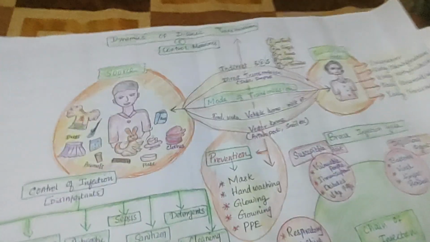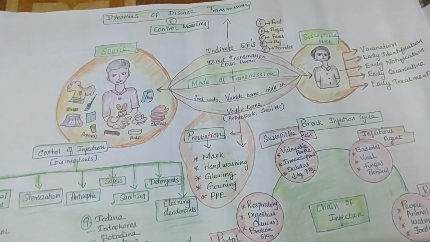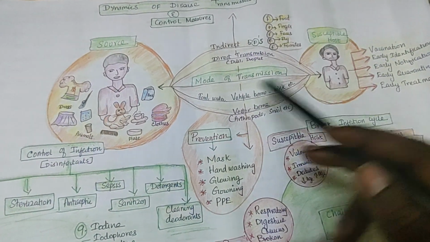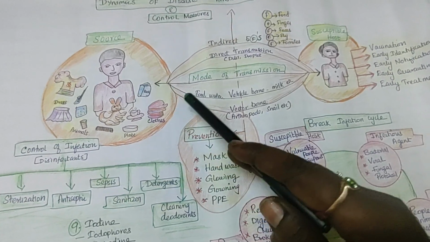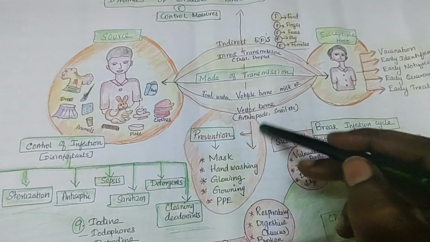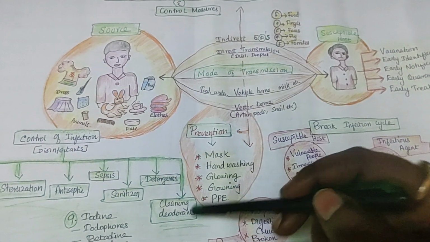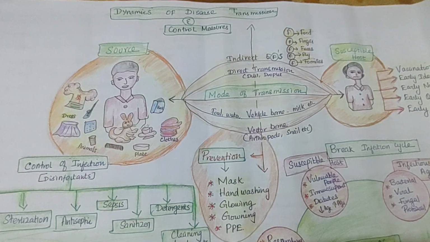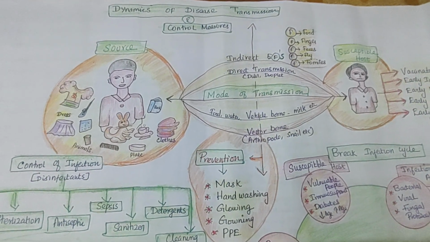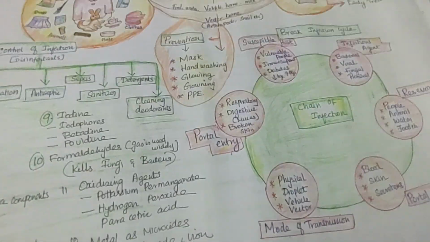So if a question comes as the dynamic of disease transmission, hope you can write this picture. Draw this picture: this is the source, reservoir, mode of transmission and susceptible host, this is the prevention, and then these are the control measures. So this is how you have to deal with the community dynamic of disease transmission and control measures of the infection. Thank you.